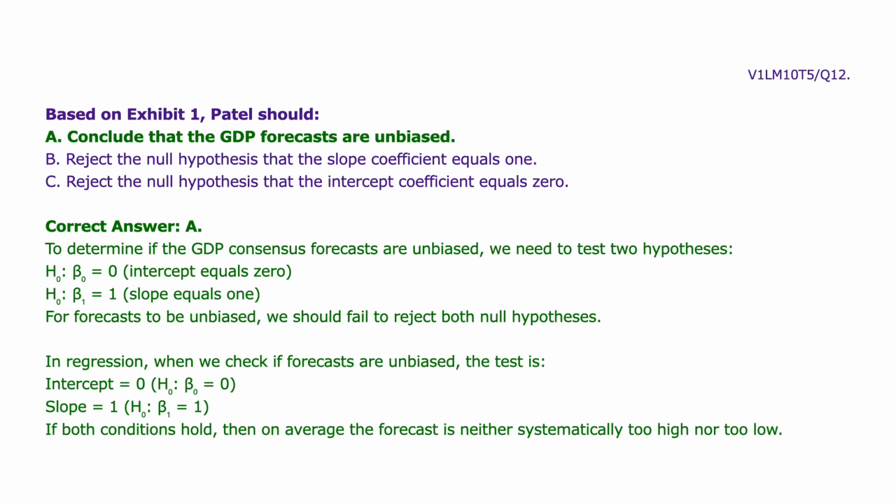Dual condition for unbiasedness. For a forecast to be considered unbiased, it must satisfy two specific conditions. The intercept, beta 0, must equal 0, and the slope, beta 1, must equal 1.